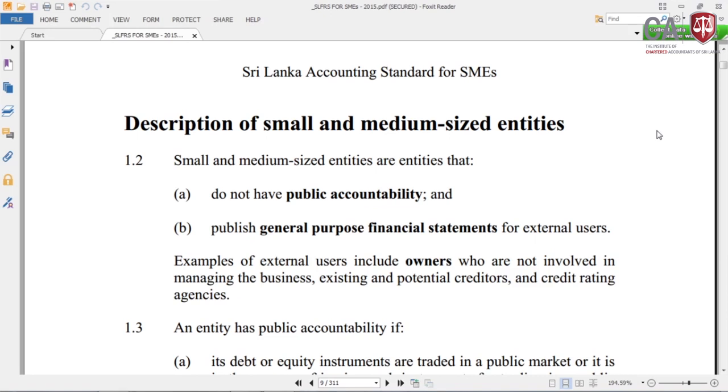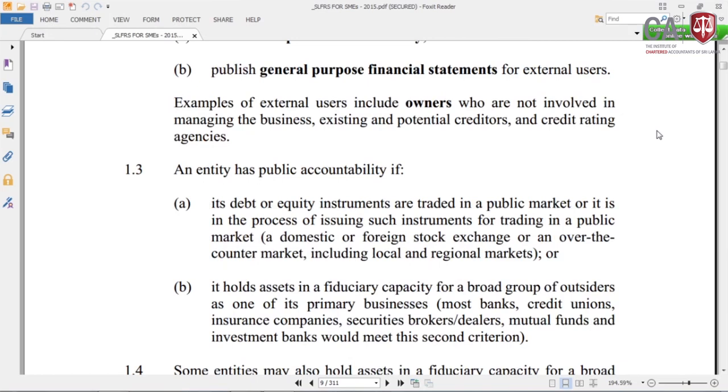Small and medium sized entities are entities that do not have public accountability and publish general purpose financial statements for external users. Examples of external users include owners who are not involved in managing the business, existing and potential creditors and credit rating agencies. An entity has public accountability if its debt or equity instruments are traded in a public market, or it is in the process of issuing such instruments for trading in a public market, a domestic or foreign stock exchange, or an over-the-counter market, including local and regional markets, or it holds assets in a fiduciary capacity for a broad group of outsiders as one of its primary businesses.